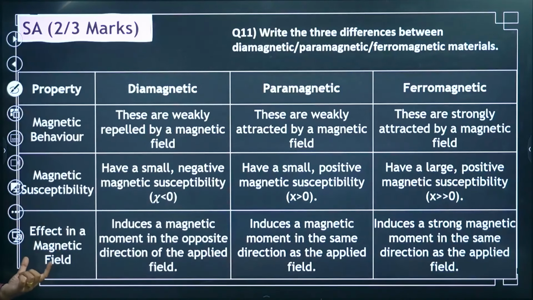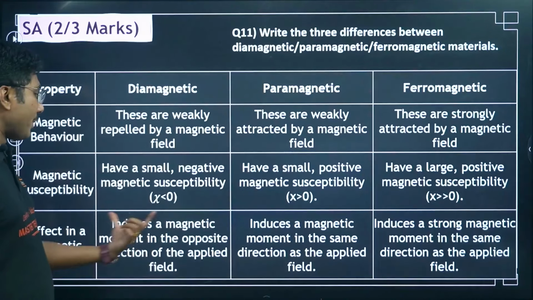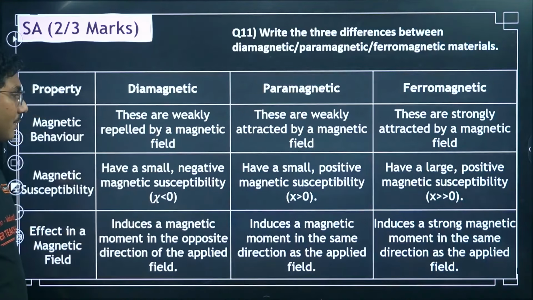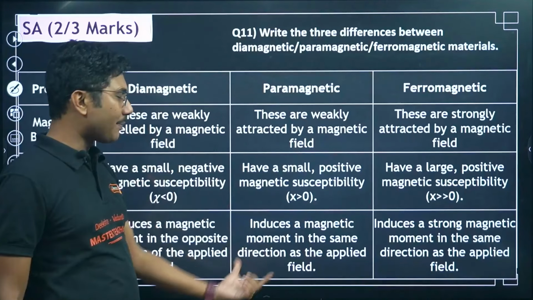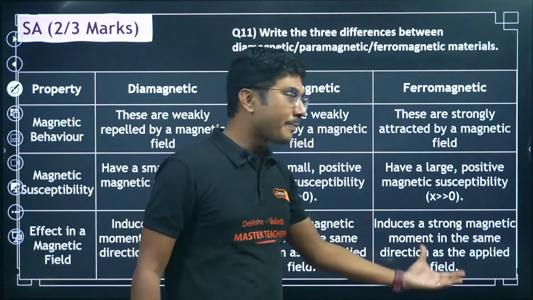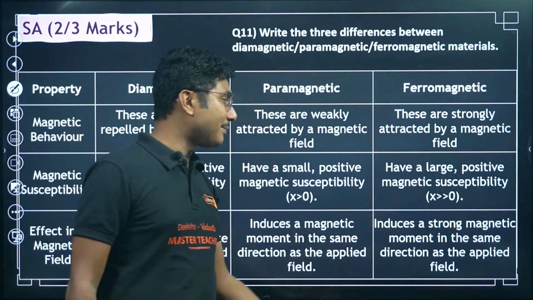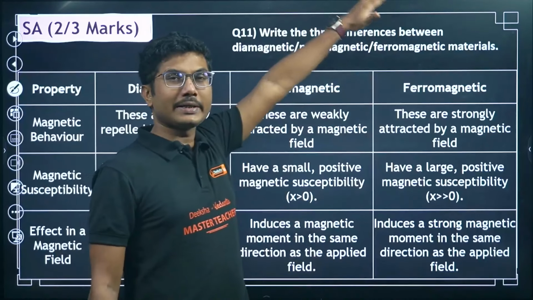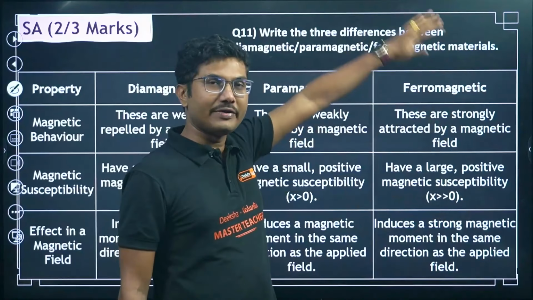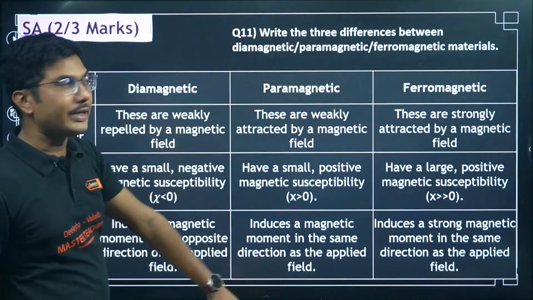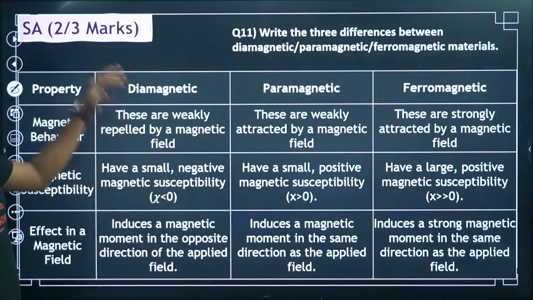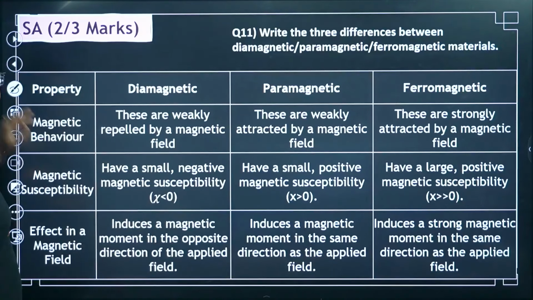Effect in a magnetic field: diamagnetic induces a magnetic moment in the opposite direction of the applied field, paramagnetic induces a magnetic moment in the same direction of the applied field, ferromagnetic induces a strong magnetic moment in the same direction as the applied field. So remember that for ferromagnetic it is very, very strong. For paramagnetic it is positive but very, very weak. For diamagnetic it is negative but very, very weak as well.